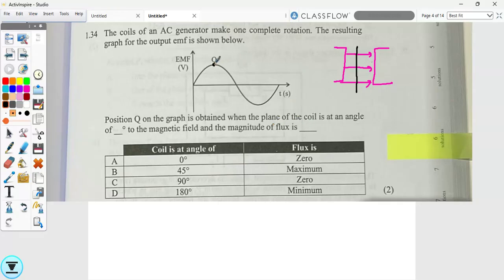So yeah, the quick one to spot the rubbish is if the EMF is a maximum, that would mean that the flux for these graphs is a minimum. So that's where it starts in this position where all the lines are going through that coil. So the flux would be a minimum. So when EMF is maximum, flux would be a minimum. So we know that it's either going to be this one or this one. Are you happy with that part?